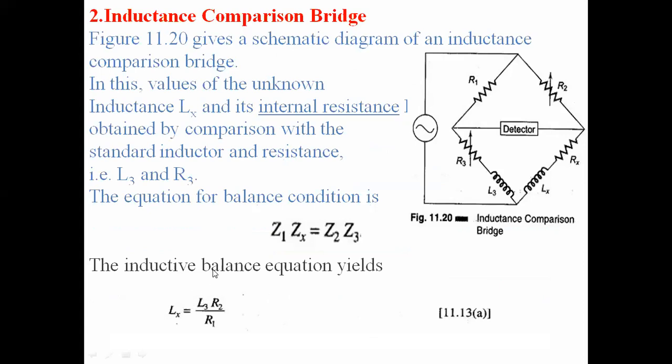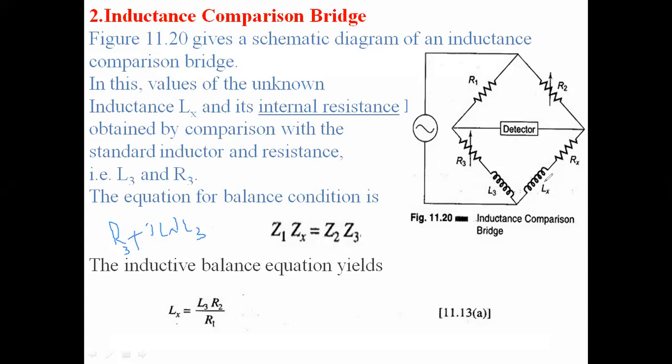Here is how we can obtain Zx and Z3. Z3 is equal to R3 plus j omega L3. For an inductance, the impedance is represented as R plus j omega L. Since this is arm 3, it is R3 plus j omega L3.